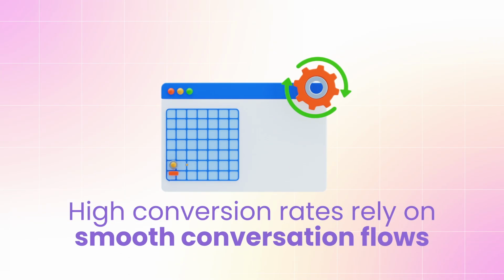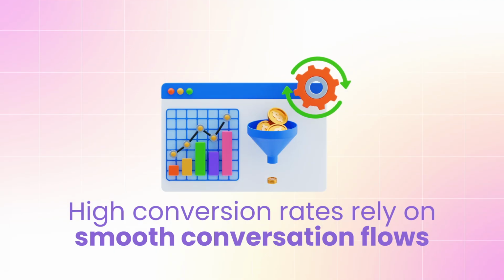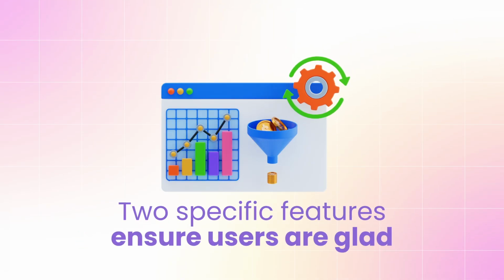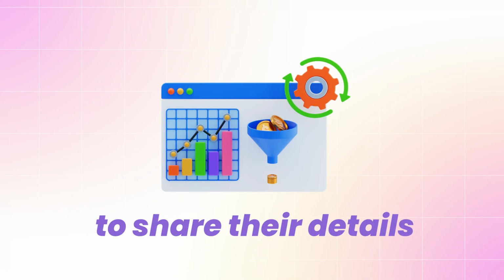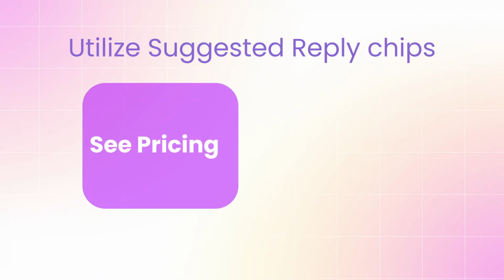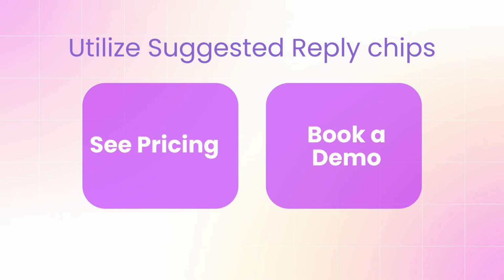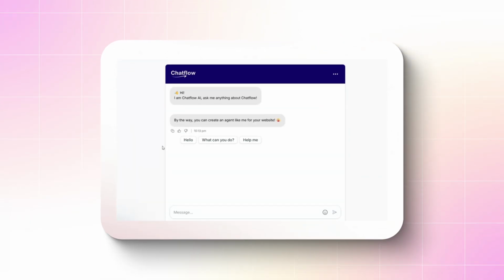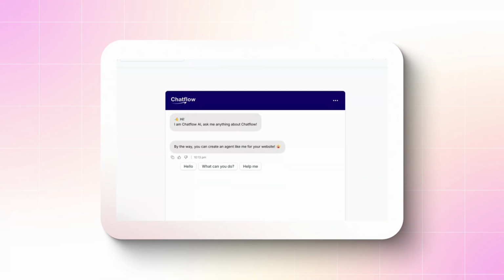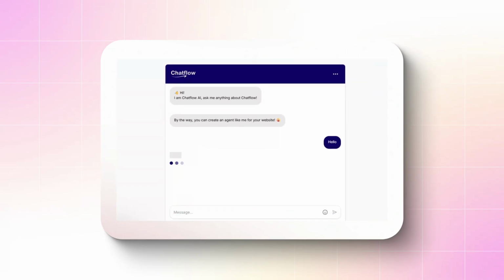High conversion rates rely on smooth conversation flows. Two specific features ensure users are glad to share their details. First, utilize suggested reply chips. These tap buttons guide visitors along high-intent paths instead of leaving them staring at an empty chat box. Each click triggers a pre-trained response from the knowledge base, keeping the interaction fast, fluid, and completely natural.